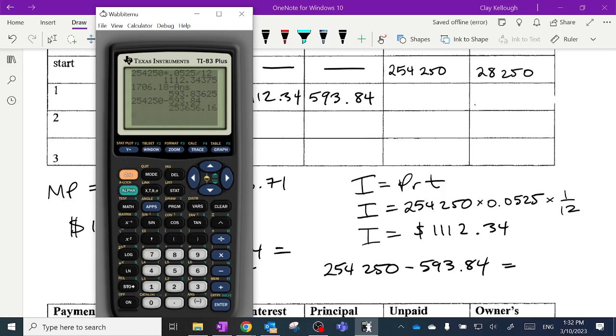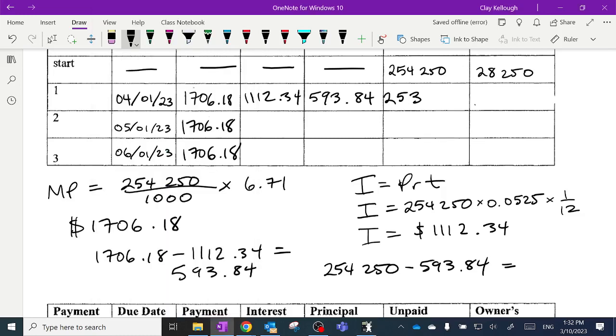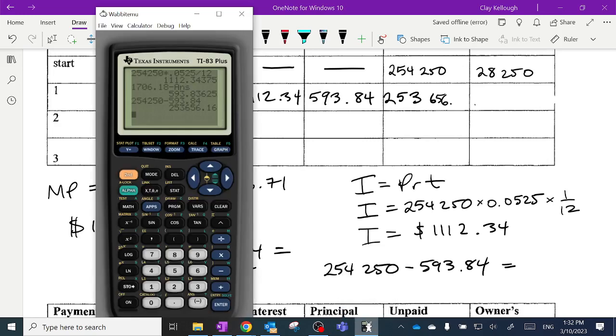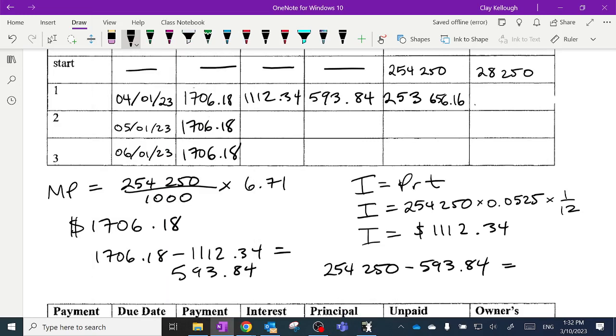We've got 253,656. Oops, I didn't draw that very well. Let me draw this better. 253,656, and we have to count down to the cent, and 16 cents. All right, so that's how much I owe the bank on my house after I've made one payment. And again, that's just on the principal, not on the interest.